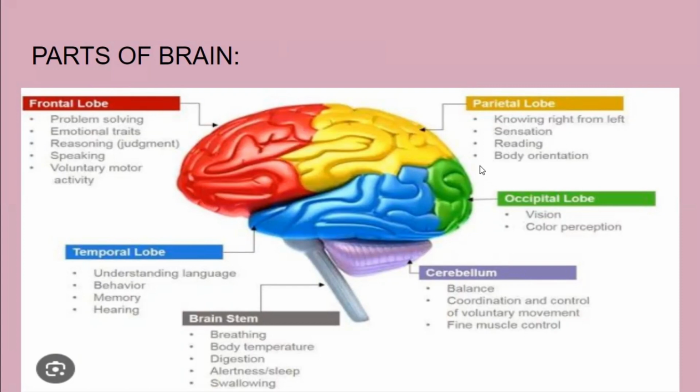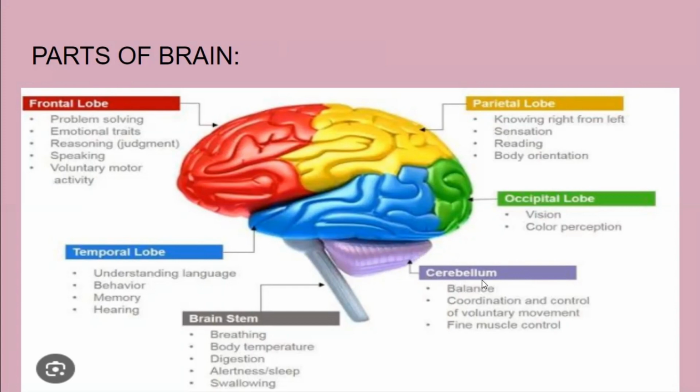Then at the back, this small portion is called the occipital lobe, and it is concerned with vision and color perception. And then this blue part is the temporal lobe. The temporal lobe is on the side of our temples, and understanding language, behavior, memory, and hearing are concerned here.